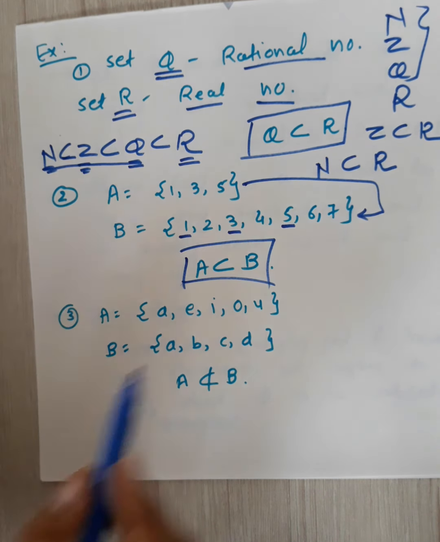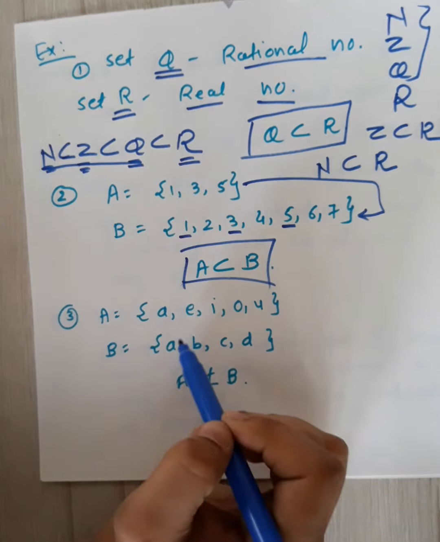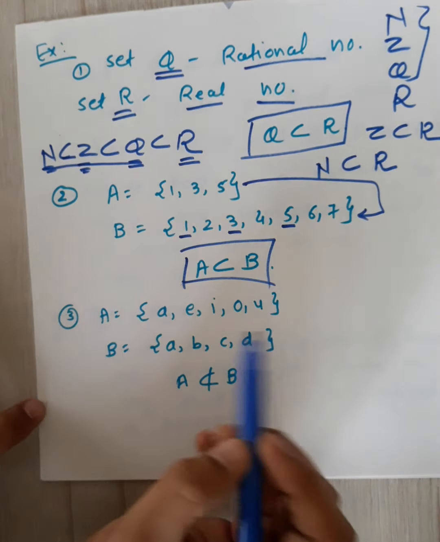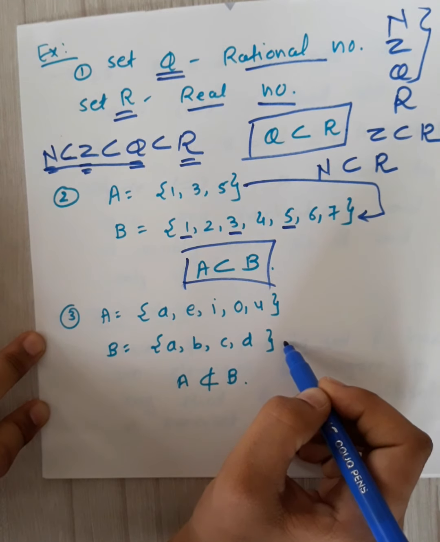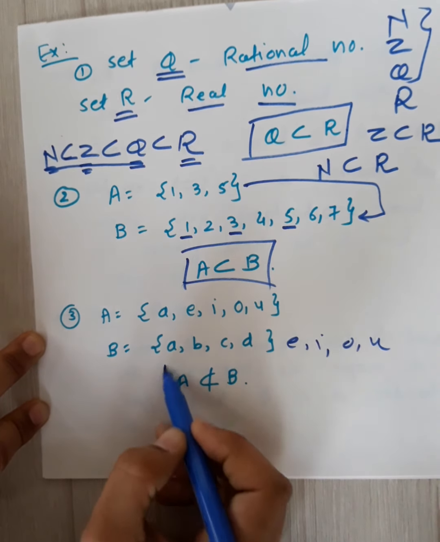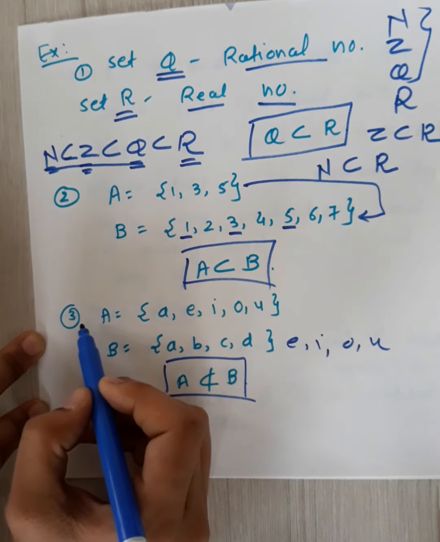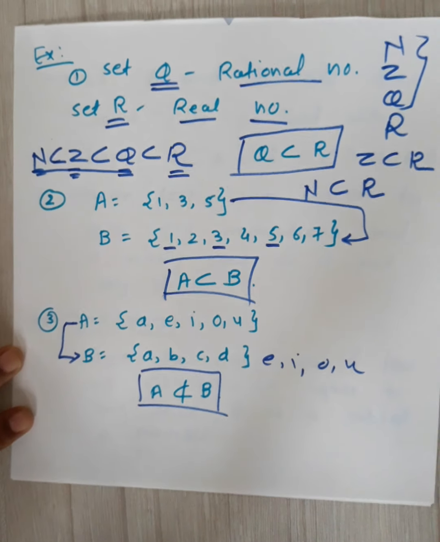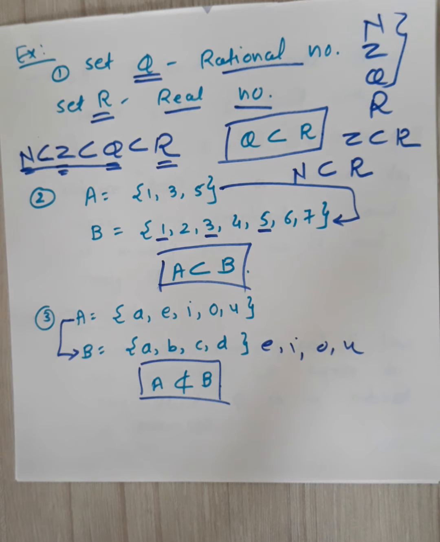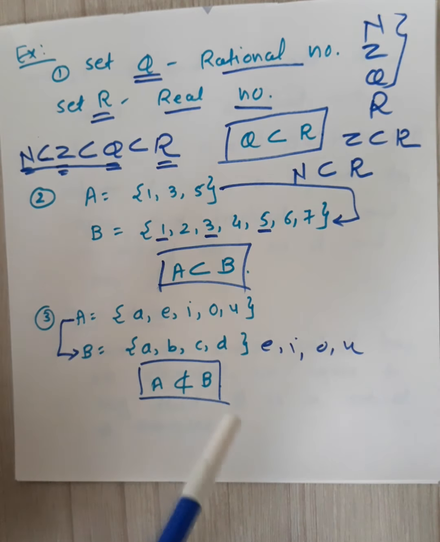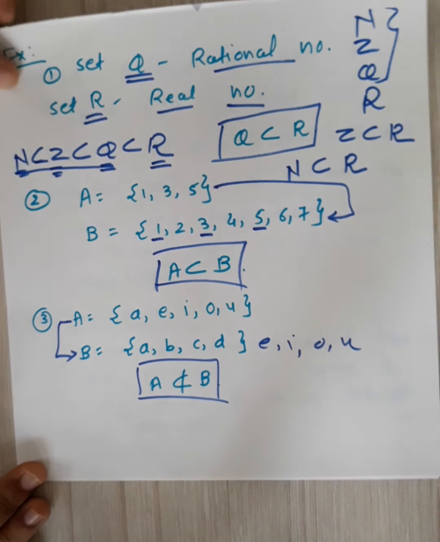Now similarly, A is equal to {a, e, i, o, u}. This is the set of vowels. B is equal to {a, b, c, d}. Now, a, b, c, d and a, e, i, o, u. E is not there. I is not there. O is not there. U is not there. So, A is not a subset of B because every element of A does not belong to B. That's why every element of A is not present in B, so we write A is not a subset of B.